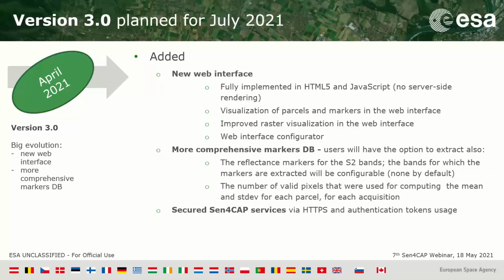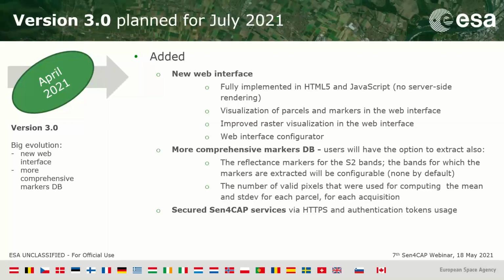And so there will be 3 main new items. The first is the web interface. I will not go into detail because we already presented you this interface. The second new component will be a more comprehensive markers database. This is an evolution coming from the user workshop where many of you were asking for more information. And so here, all the reflectance from Sentinel-2 bands will be provided if you need it. So that will be configurable.